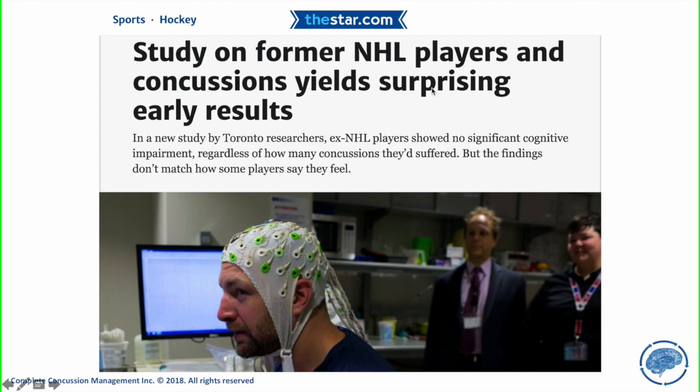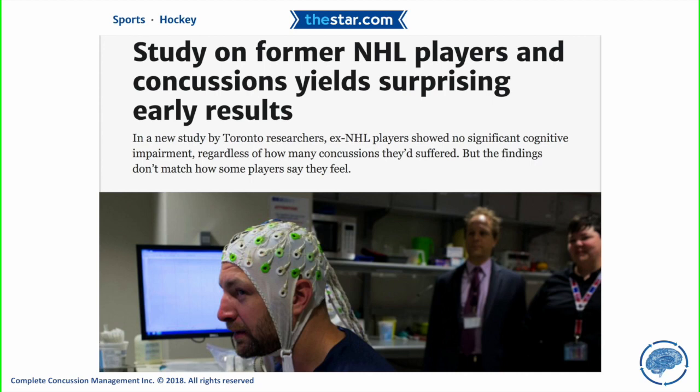So here's a study that was done in Toronto. Ex-NHL players show no significant cognitive impairment regardless of how many concussions they'd suffered. The findings don't match how some players say they feel. But imagine you're a former player listening to the media reports and thinking, oh my God, I had a couple of concussions in my career, and starting to focus on everything that happens in your life. If you misplace a cell phone, forget to call a friend, or forget someone's birthday, you're immediately going to think there's something wrong with you cognitively, and it creates a downward spiral. Just because you're thinking about and focusing on it, you're not going to have good cognitive function because you're distracted by those thoughts.